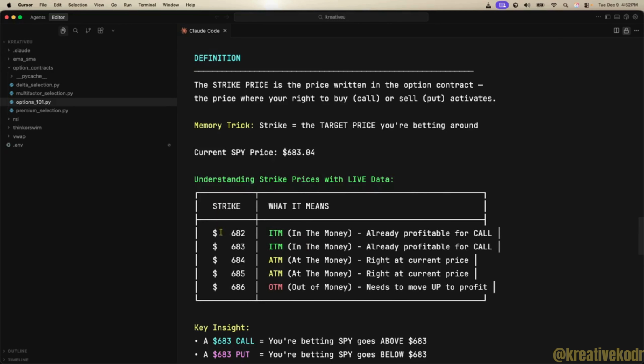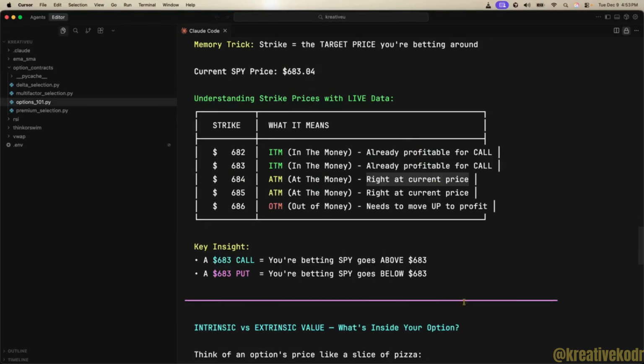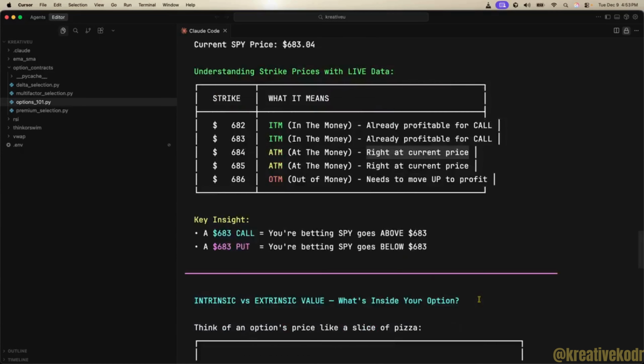the strike price, right? So 682, this is already profitable for a call. 683, this is closer to the current price. At the money is right at the current price, and then out of the money, we need it to move up in order to be profitable, right? So key insight: a call of 683, you're betting that SPY goes above 683, and a put of 683, we're betting that SPY goes below 683.